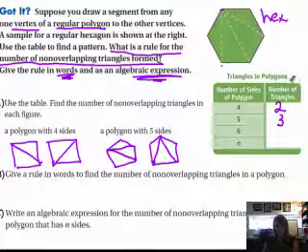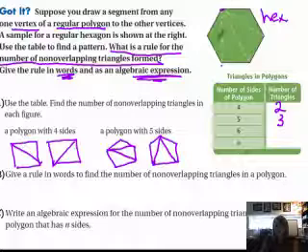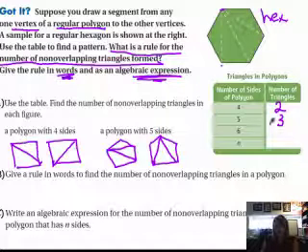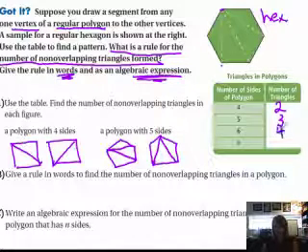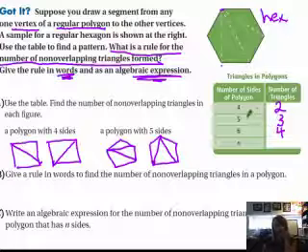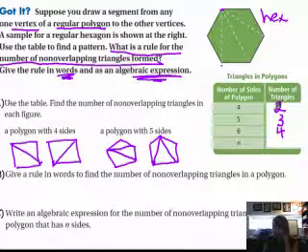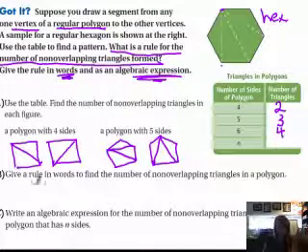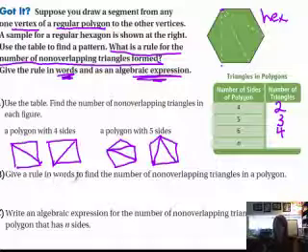Now let's see with 6. That's our hexagon up here. So I have 1, 2, 3, I have 4 of them here. So if it's 6-sided, I get 4. And if it's 5-sided, I get 3. And if it's 4-sided, I get 2. Seems like it's 2 less than the number of sides. So we can give a rule in words to find the number of non-overlapping triangles in a polygon.